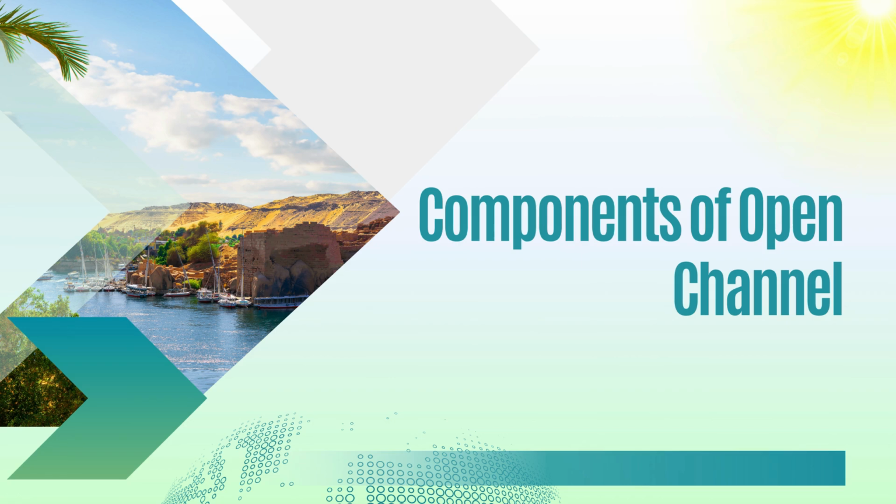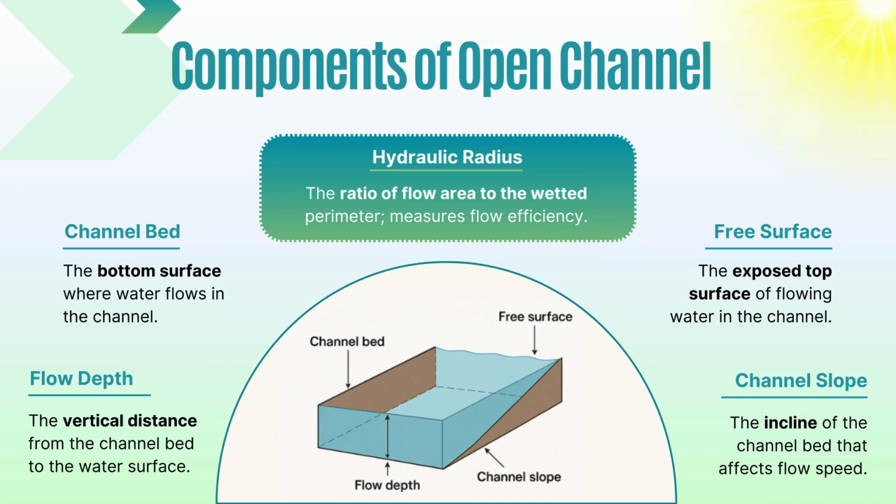Now let's look at the key components that make up an open channel system, each playing a vital role in how water flows. First, the channel bed. This is the bottom surface of the channel where the water flows. It can be made of soil, rock, concrete, or any material that forms the base of the channel. The roughness of the bed affects the flow resistance and speed of the water.